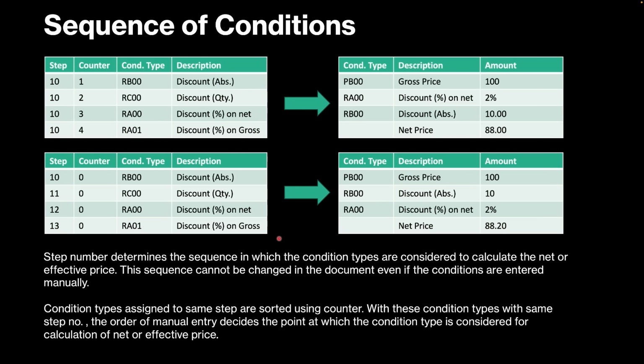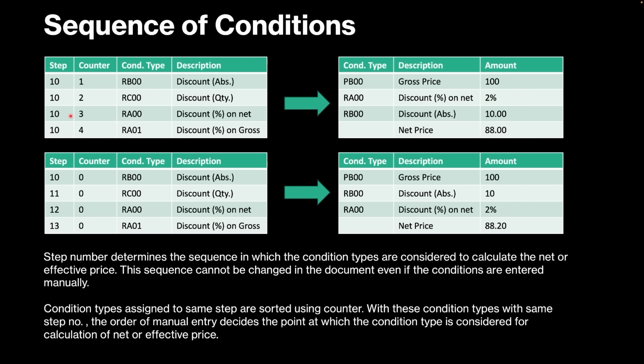Okay, now let's understand the significance of this step and counter. That is, let's understand how the system determines the sequence of conditions. So you can see there are two examples. In the first example, you have all these condition types against the same step, and in the second example you have these condition types against different steps.